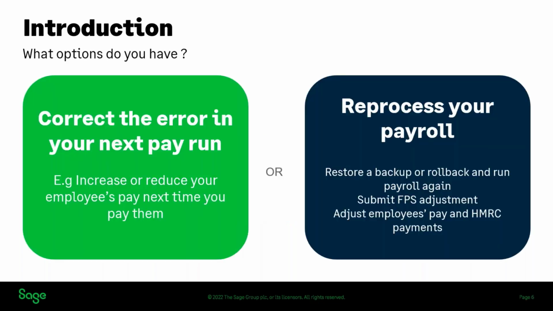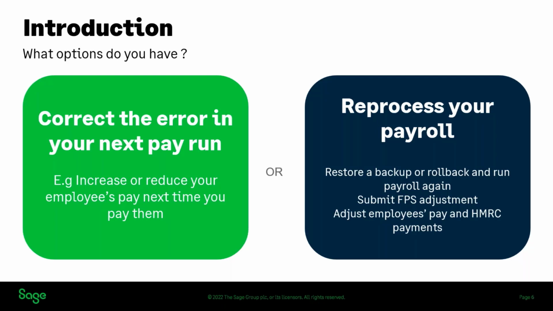So what options have you got when it comes to a mistake that may have occurred? So the first one is possibly the simplest out of all of them, is just to correct the error in your next pay run. For example, if you have underpaid an employee, you may want to pay them extra in the next pay run. That is completely up to you if you wish to do that. Again, there's just a scenario on that one.